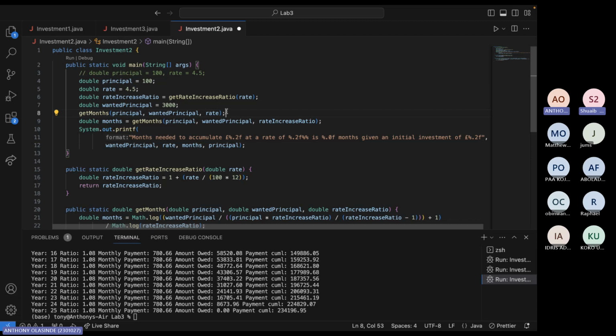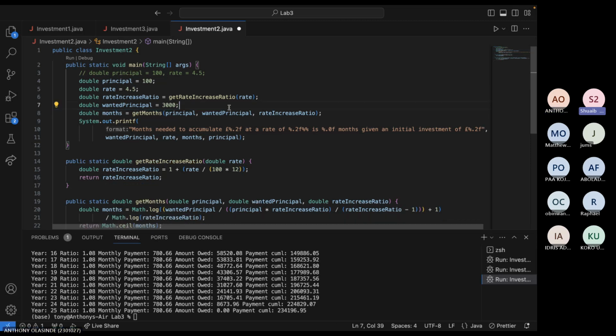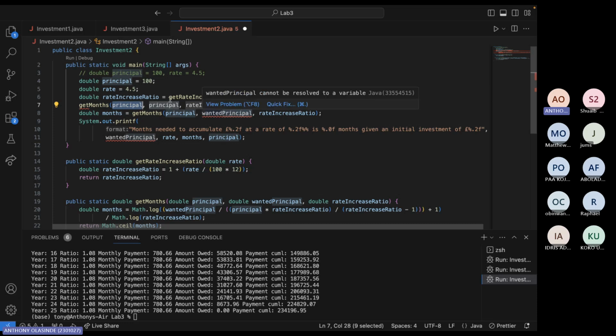Yeah, I had that experience. So I was thinking that my system was misbehaving. Your system was not misbehaving. Let's do that again. So get month. You can see I don't have the wanted principal. So it figured, okay, this principal actually looks like wanted principal, so let's just use it. It's just a bit of AI. Don't mind them.